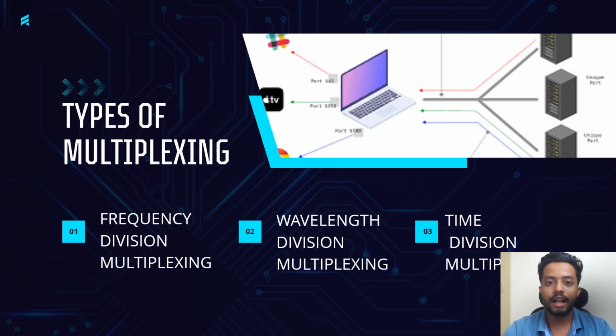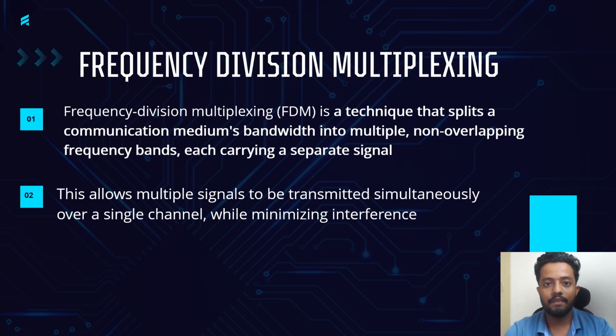Now we understand the types of multiplexing. We have three types of multiplexing. First, frequency division multiplexing. Second, wavelength division multiplexing. Third, time division multiplexing. Firstly, we understand about frequency division multiplexing.